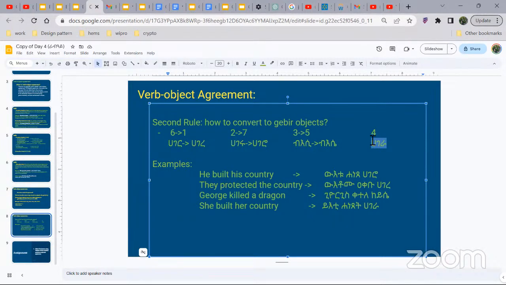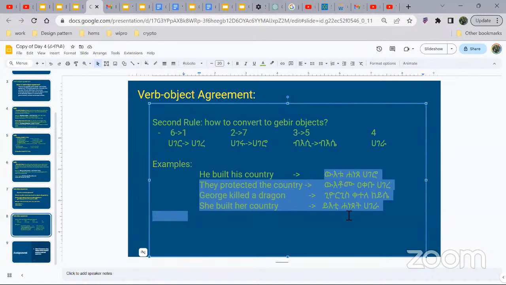Is this rule for Tegabir only, or for Gabir too? Are these rules only for Gabir, right? Not Tegabir. I'm asking whether these rules are on the slide. If it's Gabir, you would change it this way. He built his country.